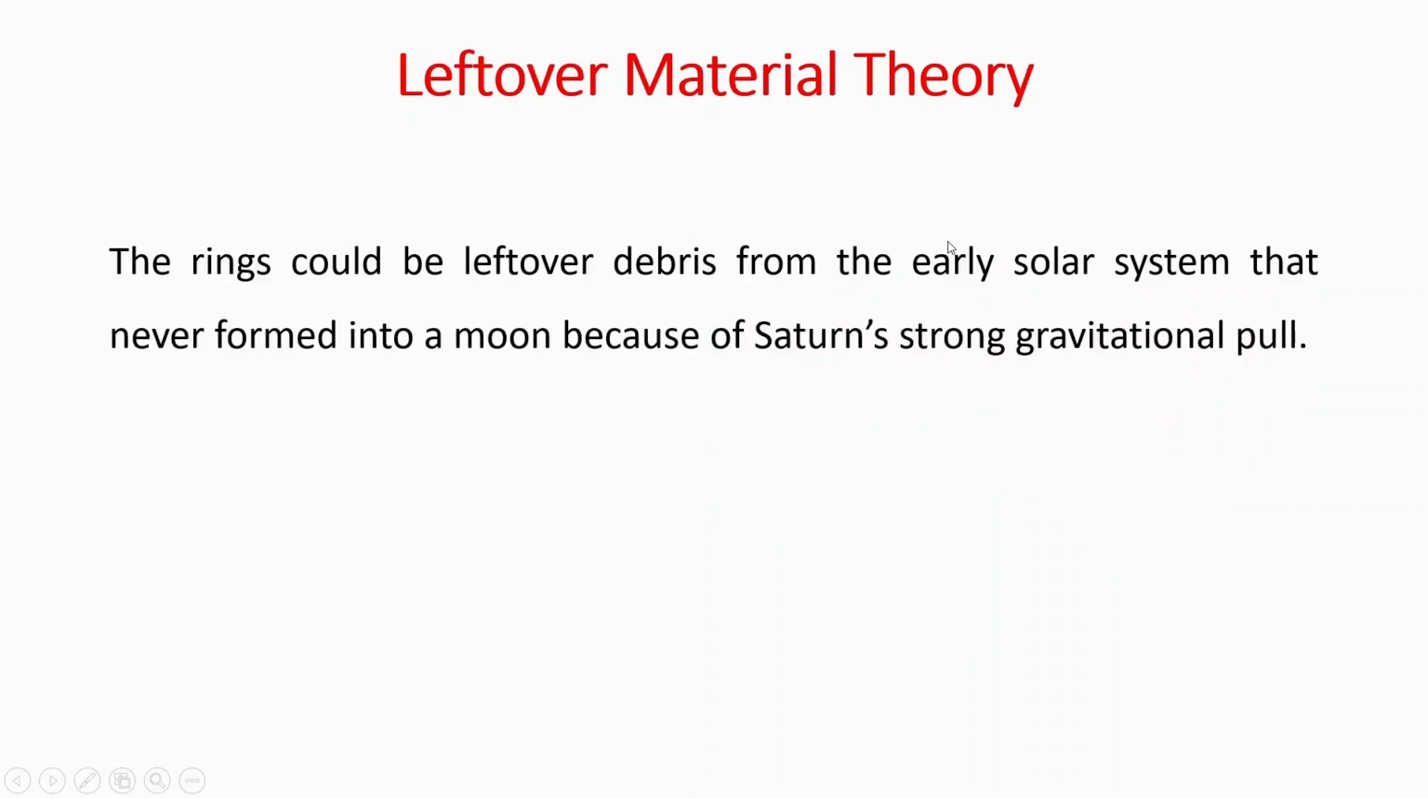Leftover material theory is another theory. The rings of Saturn could be leftover debris from the early solar system that never formed a moon because of Saturn's strong gravitational pull. That debris could not coalesce to form a moon, because Saturn's gravitational pull will always rip it apart, or keep it separate and block it from forming a moon. That is due to Saturn's strong gravitational pull.